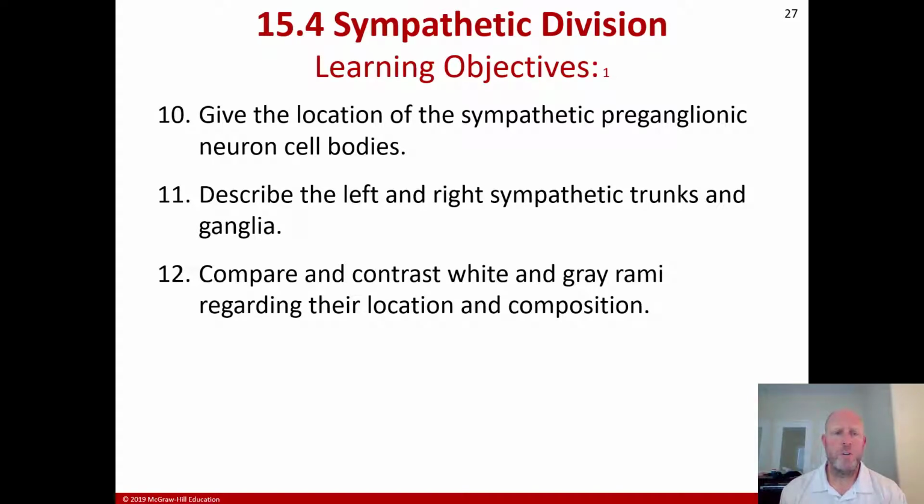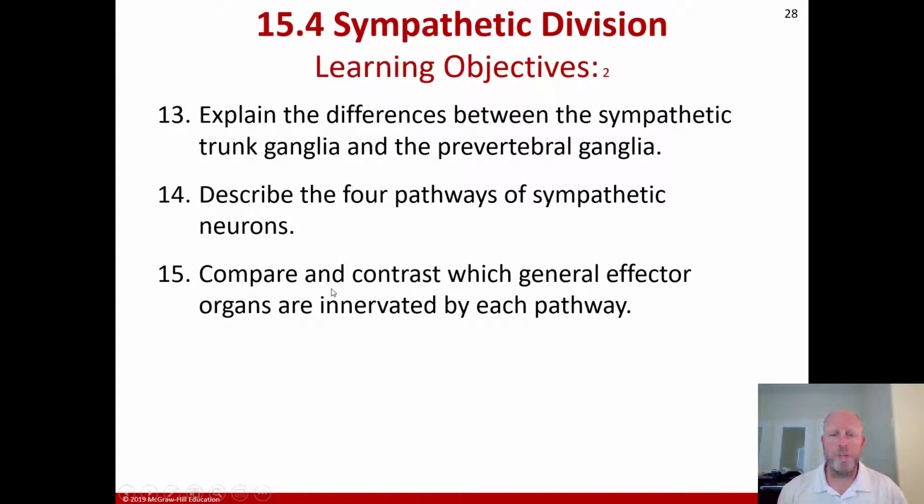We're now in section four, the sympathetic division of the autonomic nervous system for chapter 15 of anatomy and physiology. The learning objectives for which you should have understanding after completing this section include giving the location of the sympathetic preganglionic neuron cell bodies, describe the left and right sympathetic trunks and ganglia, compare and contrast white and gray rami regarding their location and composition, explain the differences between the sympathetic trunk ganglia and the prevertebral ganglia, and describe the four pathways of sympathetic neurons and compare and contrast which general effector organs are innervated by each pathway.